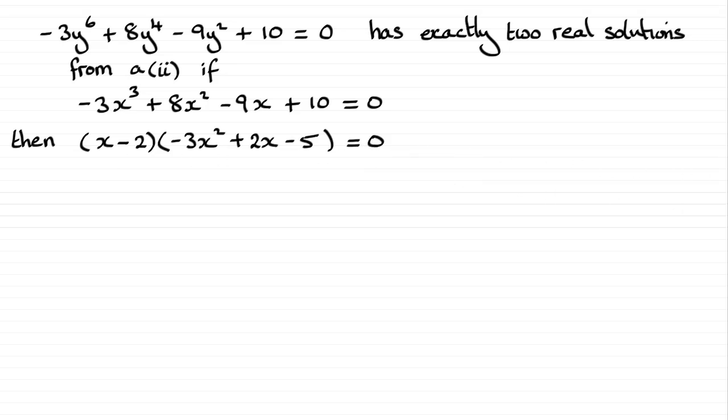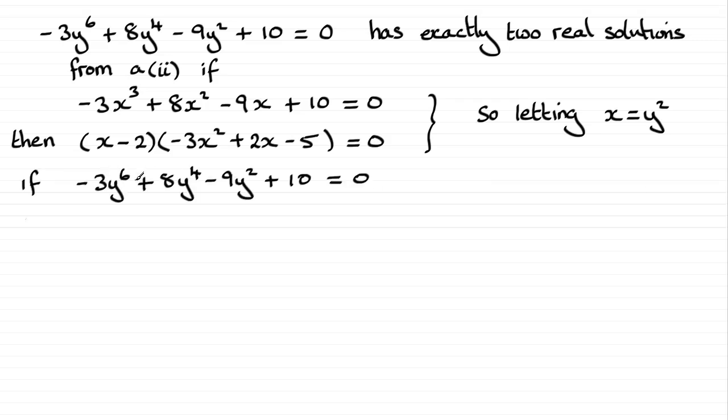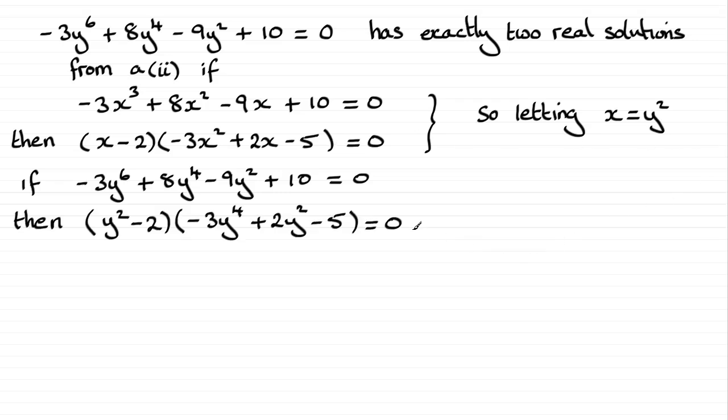So that means if I let x equal y squared, we've got our equation above here, and I can factorize it, where if I see an x here, I just replace it with y squared. So we end up with this result. So it's just a question now of solving this equation.